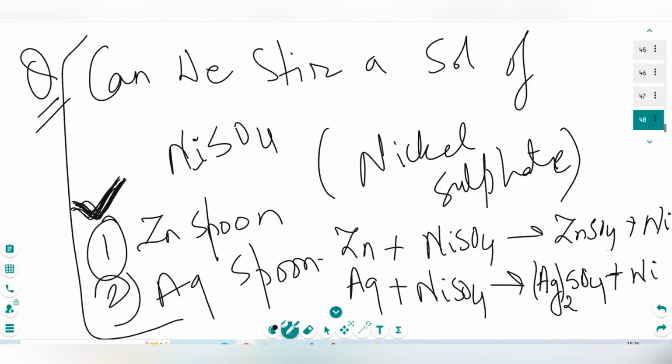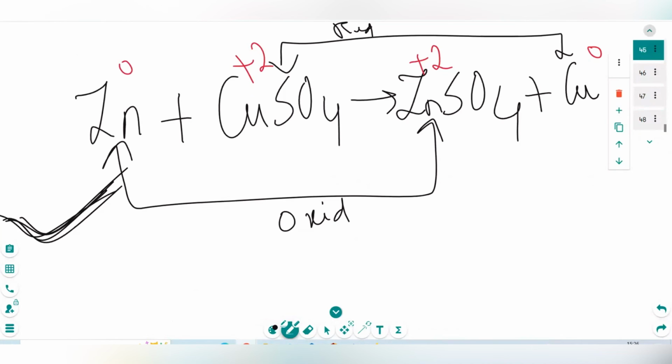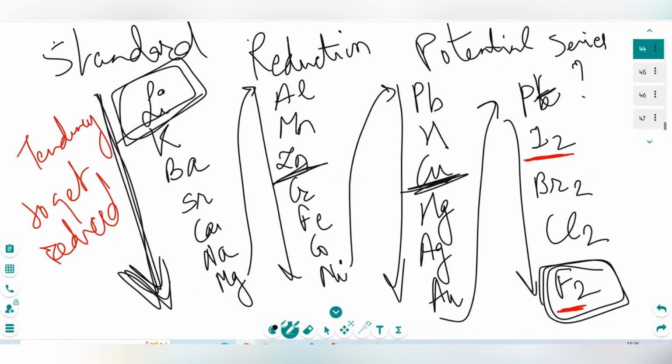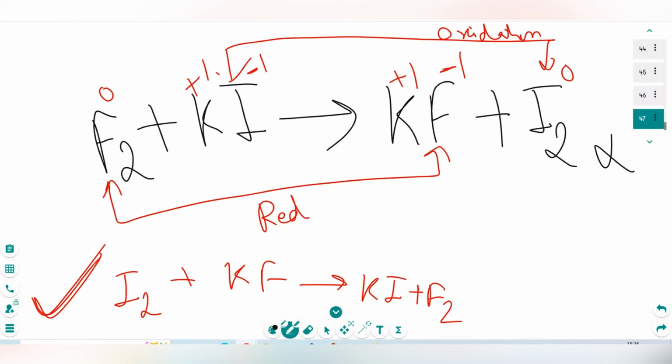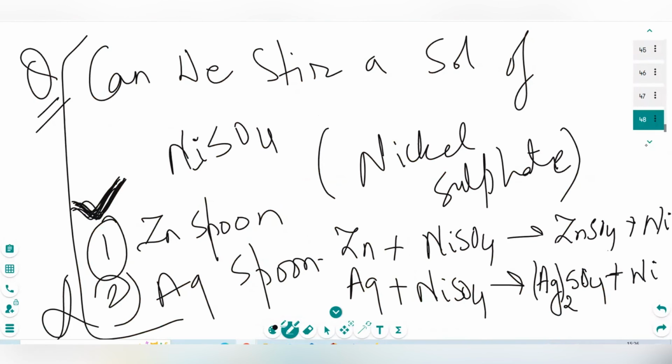Second one, where is Ag? I don't think I have Ag here. Can you go back to the... oh no, I found Ag. The second one won't work. Yes. So these are the right answers. The first reaction will happen. The first reaction is feasible and the second reaction is not feasible.